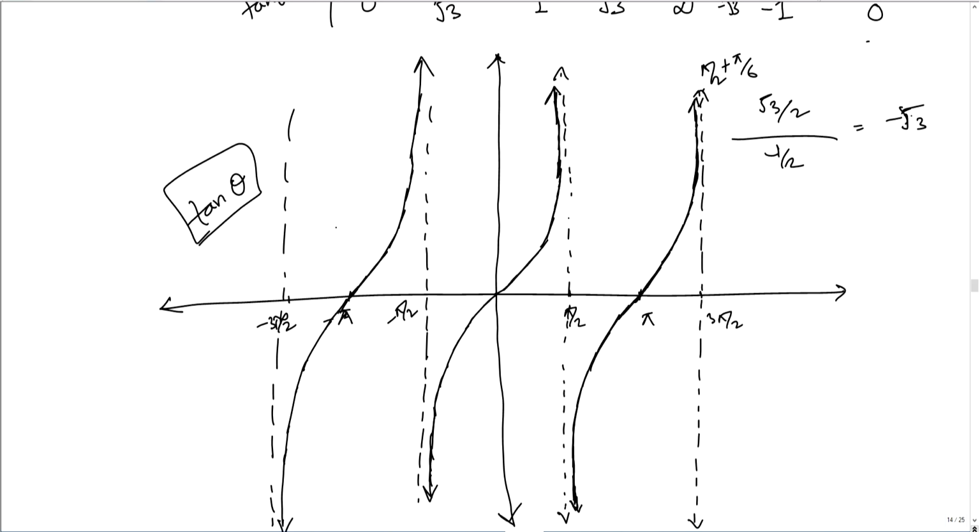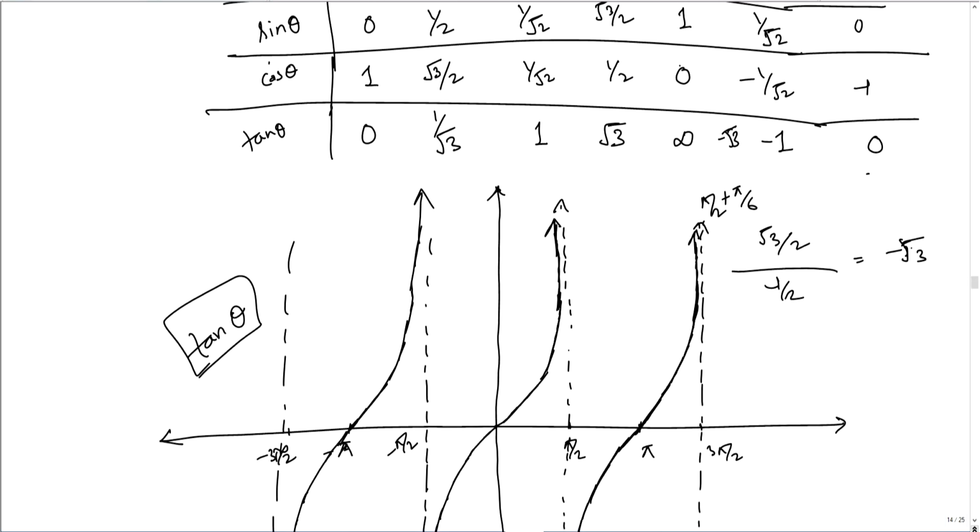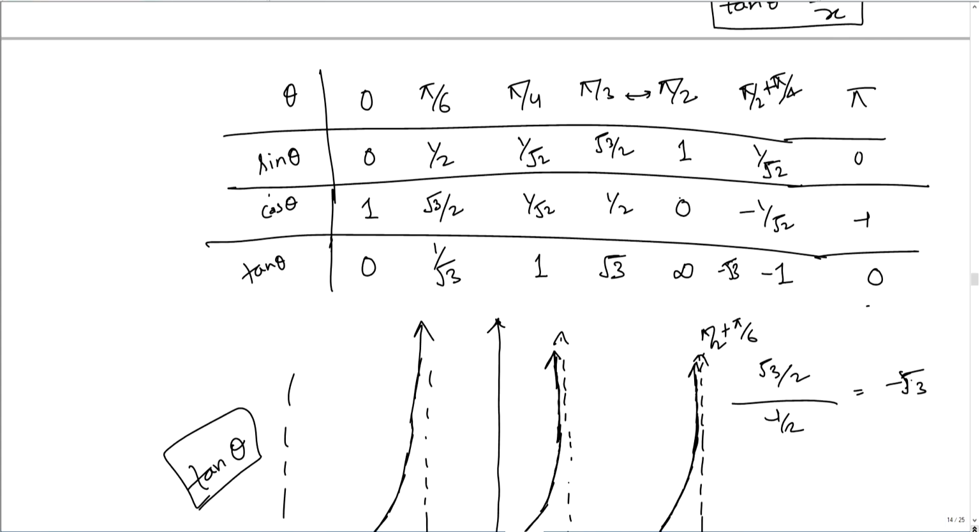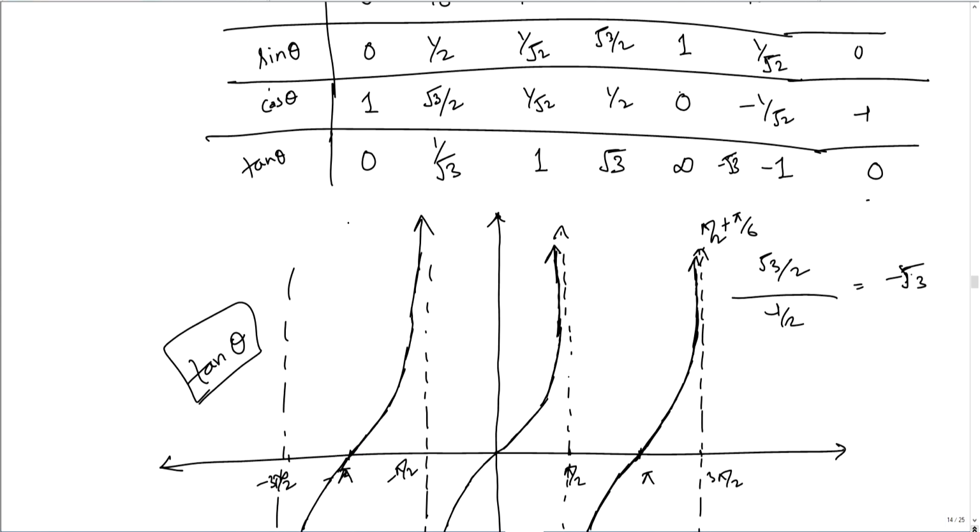Now, what is the domain and codomain? Well, the domain can take any real value except pi by 2, 3 pi by 2, minus pi by 2, minus 3 pi by 2, and so on. And what is the codomain? Well, it can take any negative or positive value, so the codomain is the set of real numbers. So this is how the tan theta function behaves.